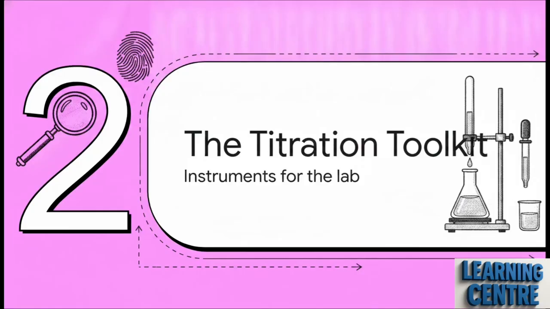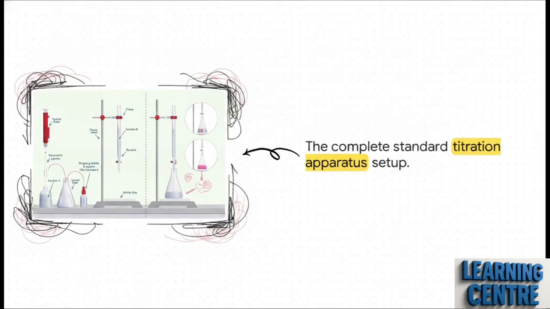Moving right along to part 2, the titration toolkit, because every good detective needs a highly precise set of tools to work with. Take a look at our complete, standard investigative workspace. Notice that sturdy clamp stand, keeping everything solidly in place. Up above, we've got the burette, carefully secured. Down below is the conical flask, where all the action happens.